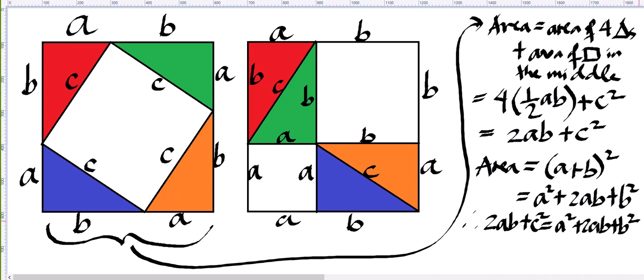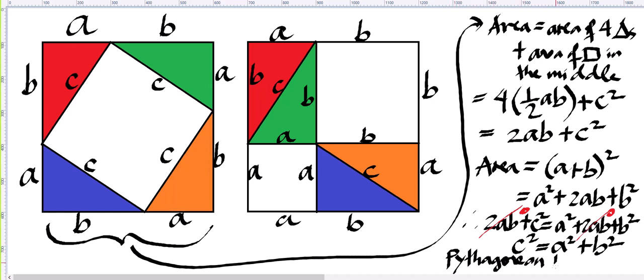Using addition property of equality, adding negative 2AB to both sides of the equation, we now have C squared equals A squared plus B squared, which is the Pythagorean theorem. The Pythagorean theorem states that if we have a right triangle with hypotenuse C and we let the sides or legs be A and B, then the square of the hypotenuse is equal to the sum of the squares of each of the legs. C squared is equal to A squared plus B squared.